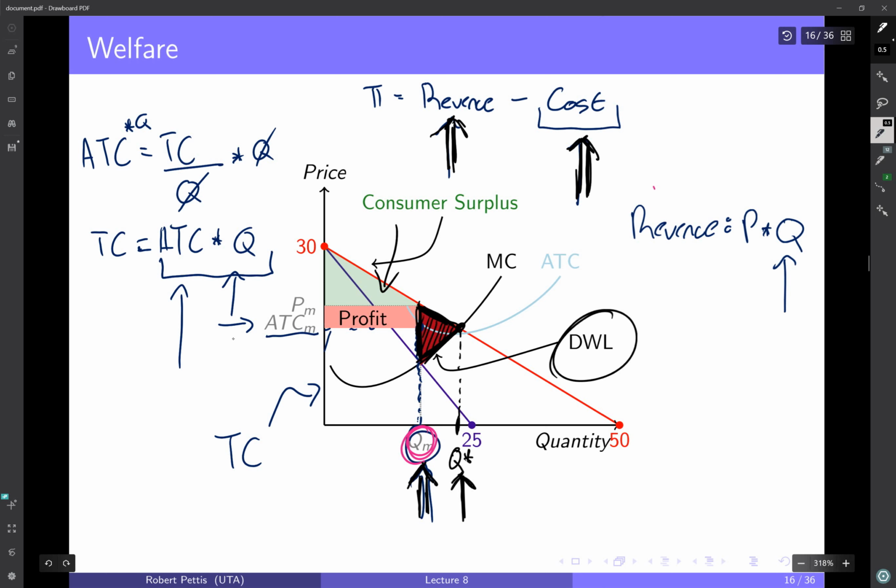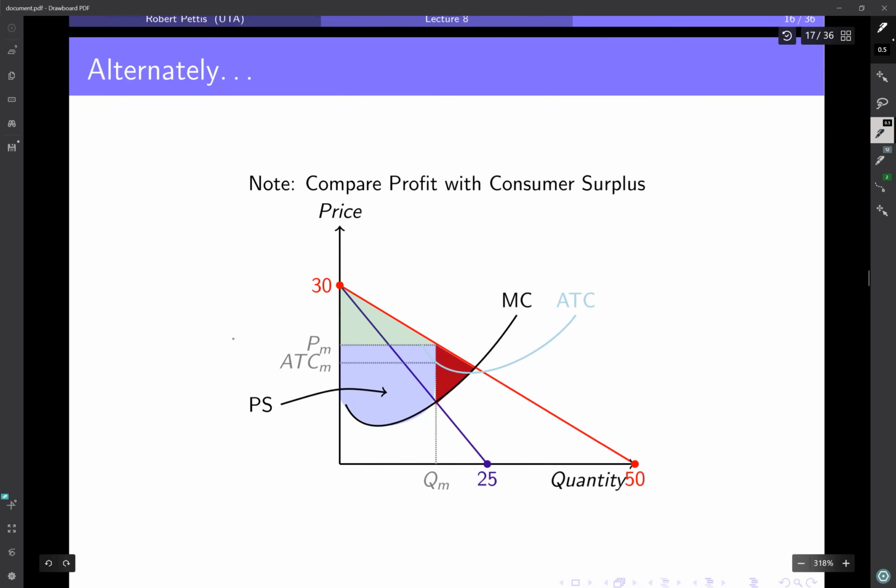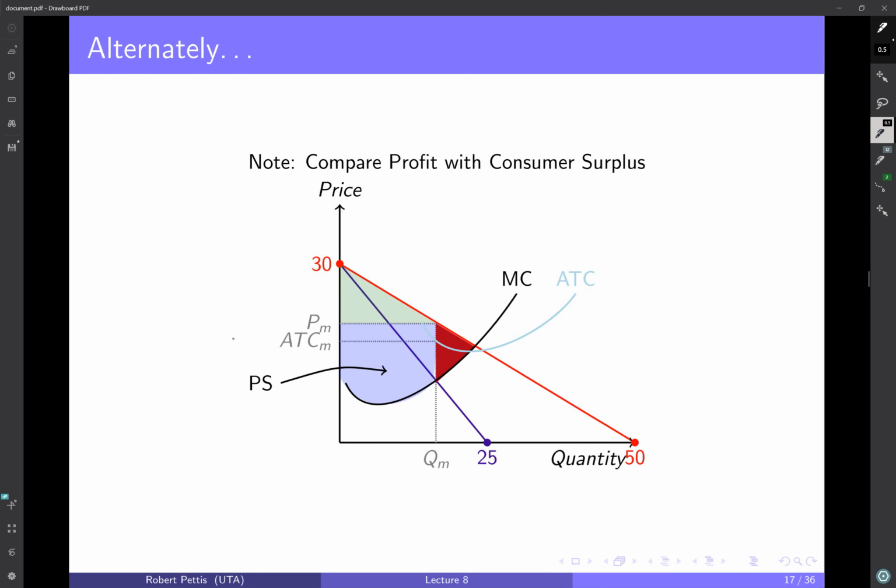Okay, again, just like we saw with other market failures when we had our externalities, we're going to see a dead weight loss. And of course, how do we calculate a dead weight loss? It's the same way we have always calculated a dead weight loss: 1/2 base times height. Okay. So I'd like to compare real quick profit with consumer surplus.